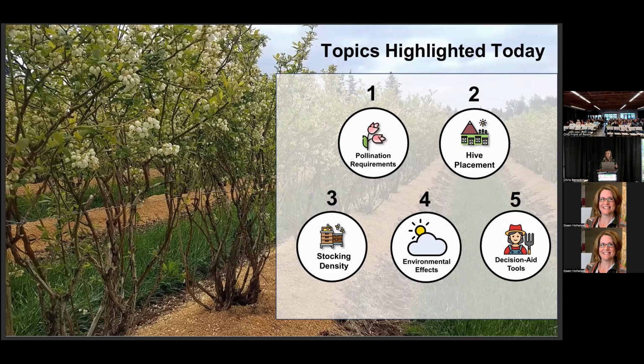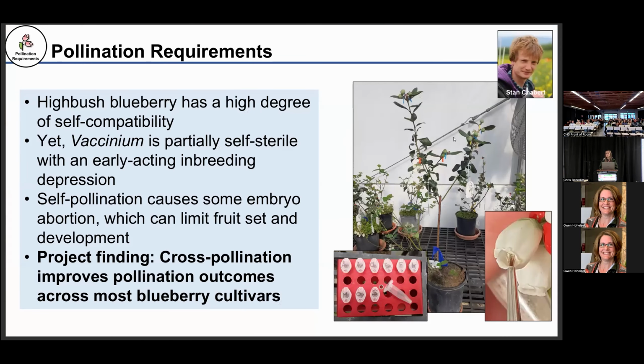Again, this is 4 years, so this is very surface level, but the key goal with my presentation is to give you the main takeaways from this large project. We're going to talk about pollination requirements, what we've learned with regards to hive placement, stocking density, how the environment can affect pollination, and then decision aid tools that we're working on developing. So first, we're going to talk about pollination requirements.